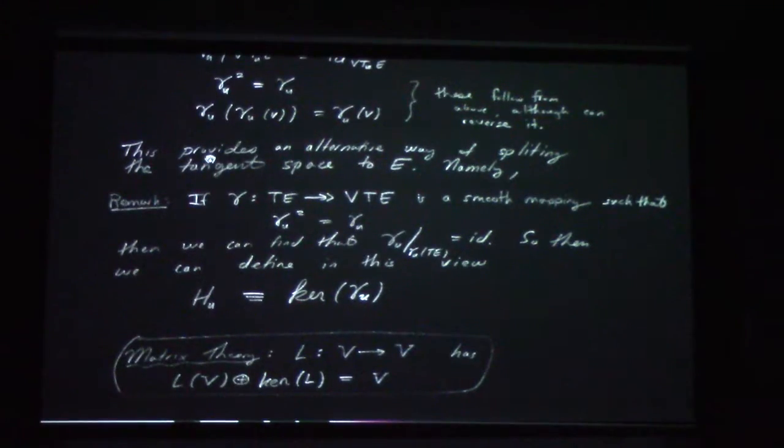So this provides an alternative way of splitting the tangent bundle at E. Namely, we can define a connection by giving a smooth mapping gamma from the total space to the vertical space, such that it squares to itself. And if we take gamma u restricted to the vertical tangent, we get the identity. In this view, we can then define the subbundle from this map as the kernel of the map at a point. So you can either start with the subbundle and construct the map, or you can start with the map and construct the subbundle. These are just two different ways of capturing what a connection is.